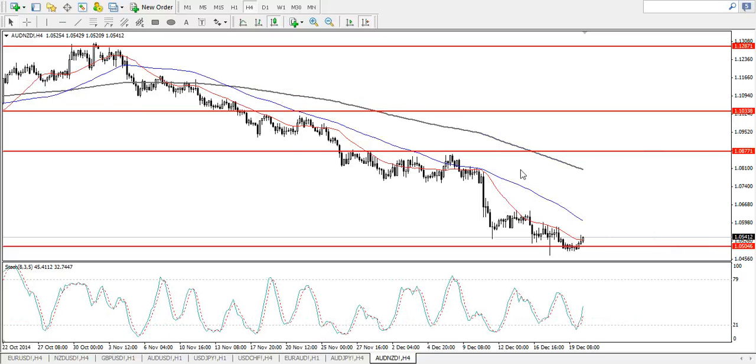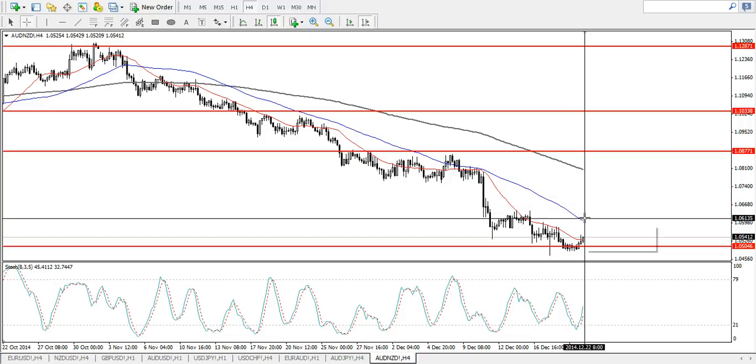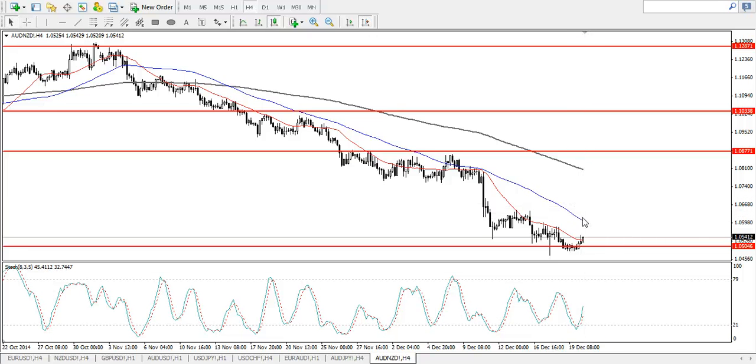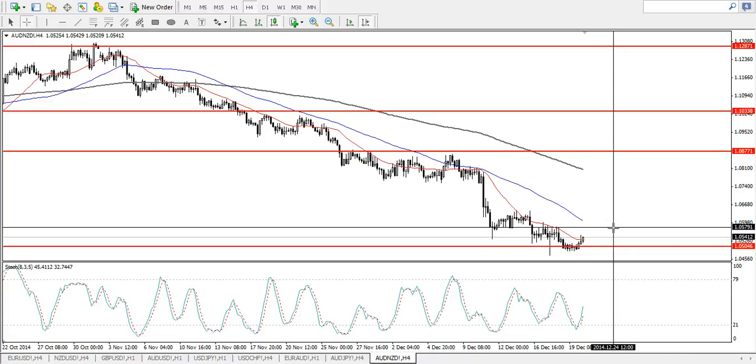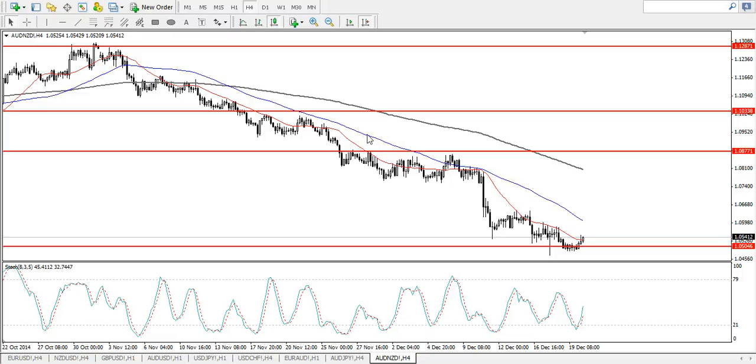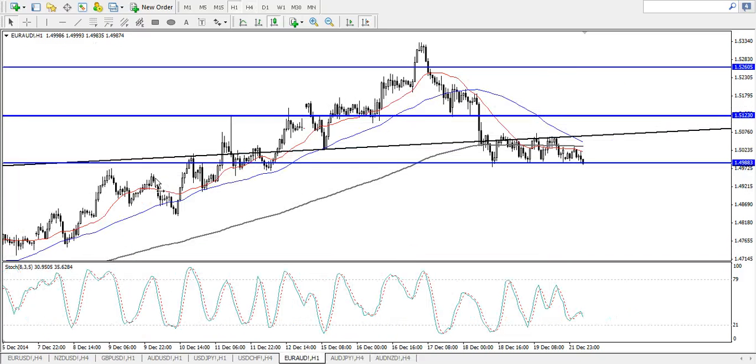Alright, so just take note in the 4-hourly charts as price touches the 55 moving averages. What we would like to hope is for price to break above it, so that it signals for price to be able to appreciate further. And yeah, so that's for the Australia against the New Zealand dollar. And finally, let's just take a look at the euro against the Australia dollar.